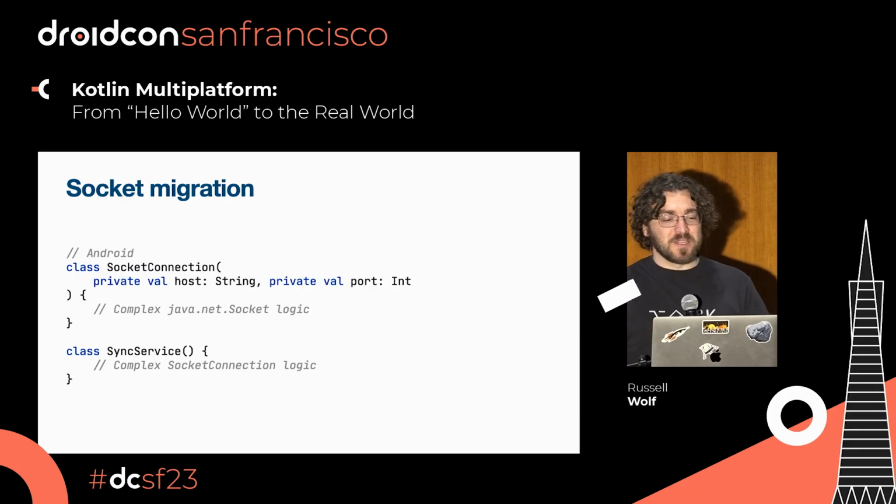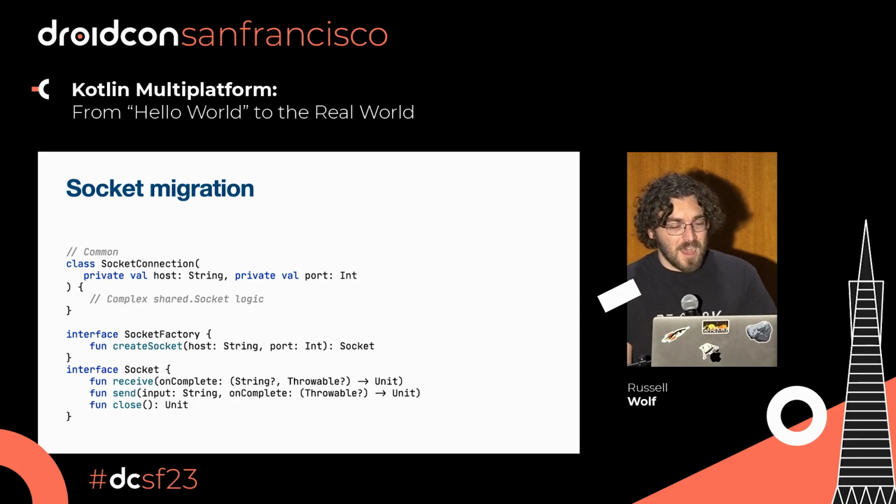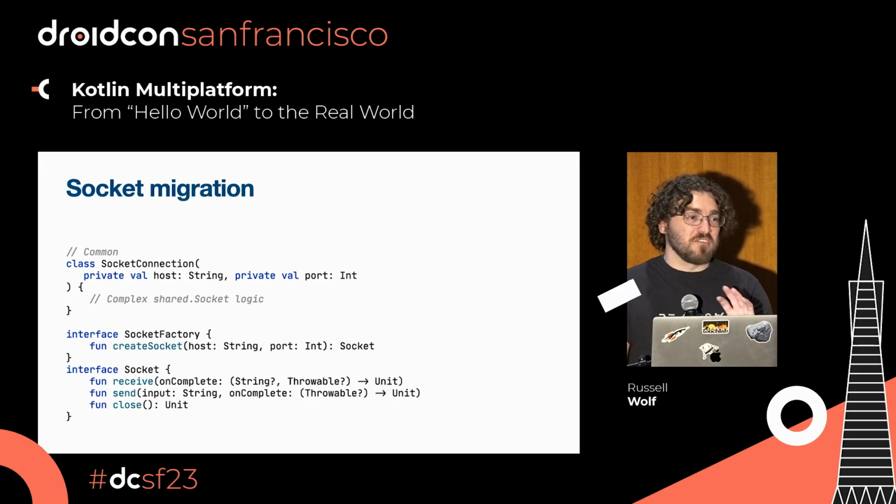And so what we ended up doing is creating this socket interface and a factory that just wrapped directly around what were the socket operations that the socket connection was doing. And then we could create iOS and Android implementations of just that little bit of code that needed to be platform specific.